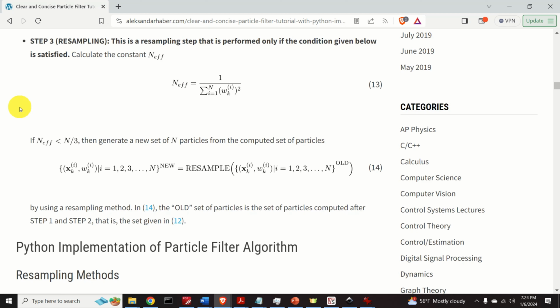Here is step number 3. This is a resampling step. This step is performed only if the following condition is satisfied. First, we compute this constant called n effective. The constant is computed like this. If n effective is smaller than n over 3, and to remind you, n is the number of particles, then we need to resample the particles. That is, we take the particles from our original set, we randomly select them according to the criterion that we will explain in the sequel, and we form a new set of particles out of the old set of particles.